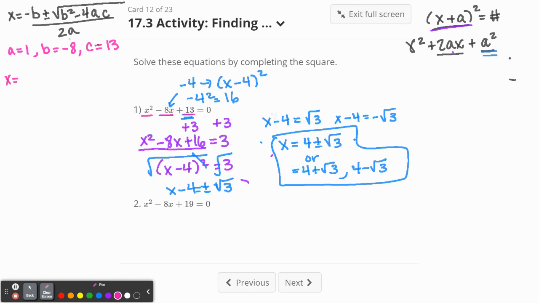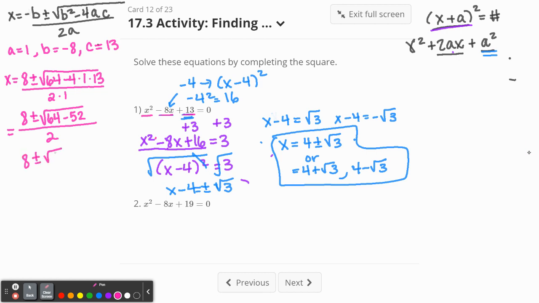x equals negative 8, which would be positive 8, plus or minus the square root of b squared, which is 64, minus 4 times a times c, which is 1 times 13, over 2 times a, which is just 2. I'm going to simplify that multiplication, which will give me 64 minus 52 over 2. Now 64 minus 52 is just 12, so it's going to give me 8 plus or minus root 12 over 2. Now the square root of 12 does not simplify nicely for us, so I'm going to leave it and write it as a separated number. So 8 divided by 2 is 4, plus or minus root 12 over 2. And this is my answer.